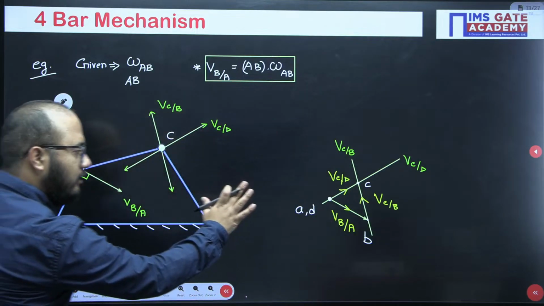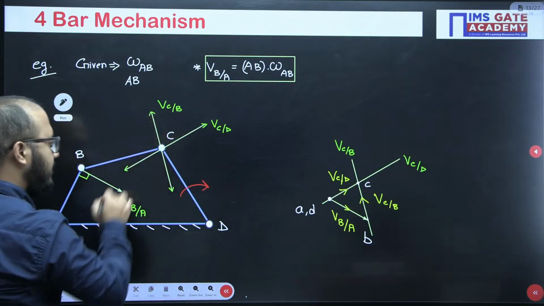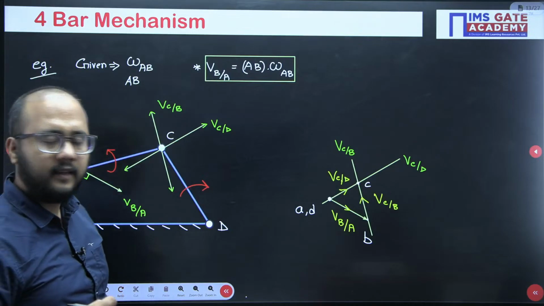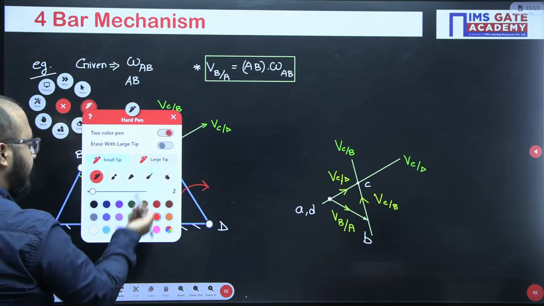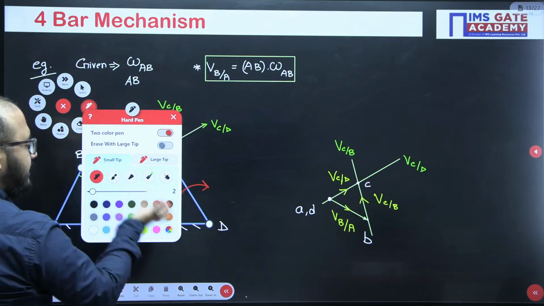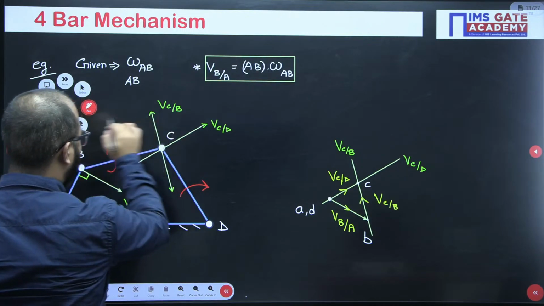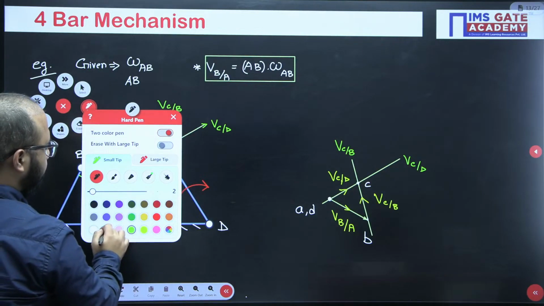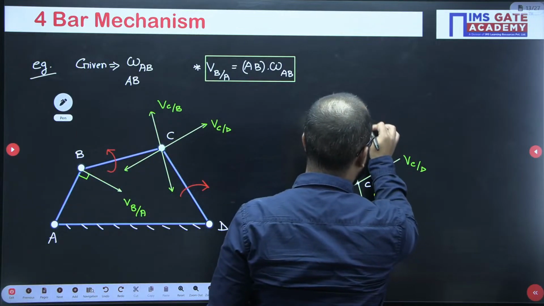So from the velocity diagram, it is confirmed that CD will be rotating clockwise and link BC will be rotating anti-clockwise. Obviously, different angular velocities will be there. And you will see some questions where they will say find out the angular velocity of link BC or CD also. Is it clear, everyone? So this is what we have as the velocity diagram.